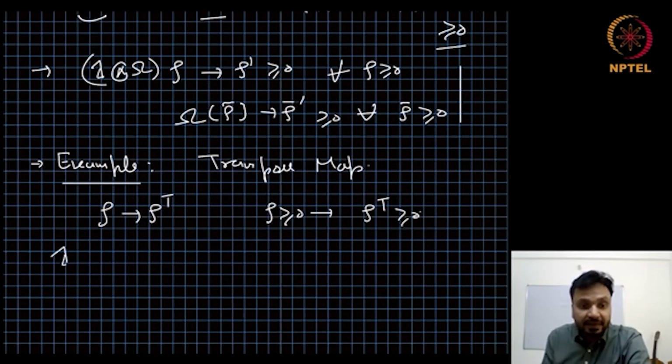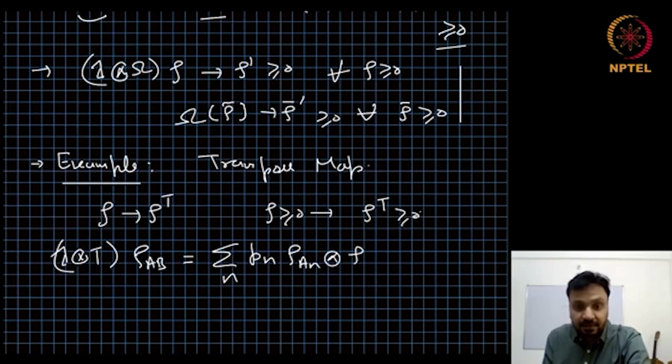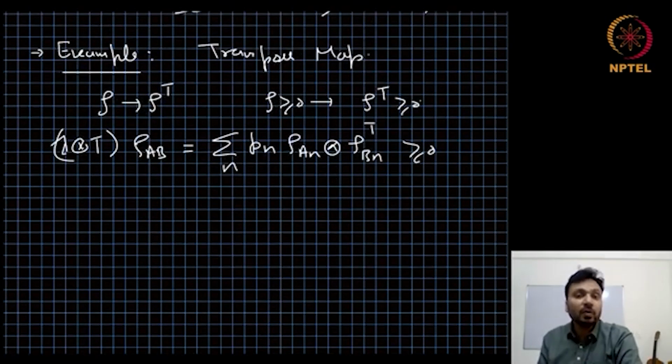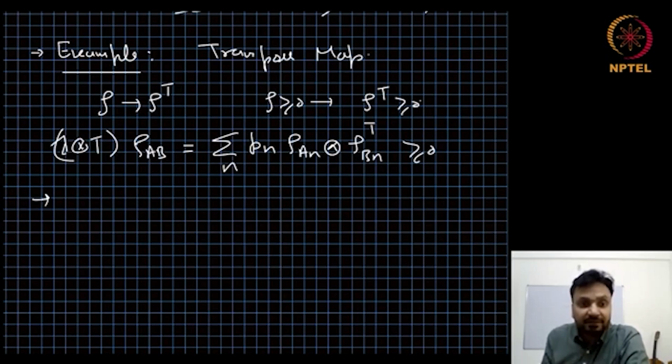If we apply identity tensor transpose map on rho AB, which is the sum over n of p_n rho_An tensor rho_Bn, a separable state, then we get the sum of p_n rho_An tensor rho_Bn transpose, which also is positive. So it satisfies all the properties so far of a positive map. So transposition is a positive map. But what will happen if we apply it on a state which is not a separable state?